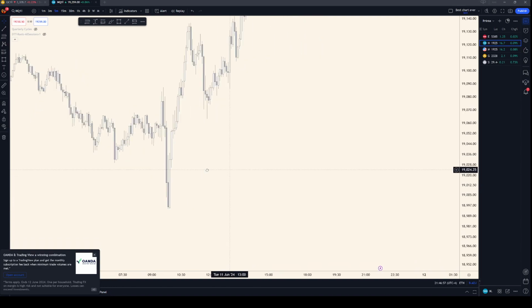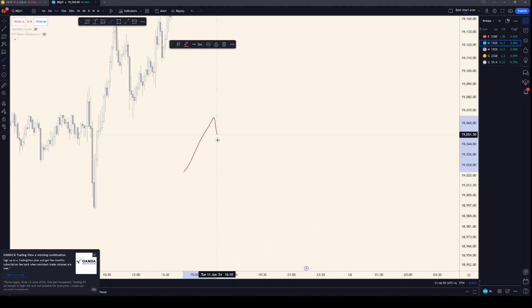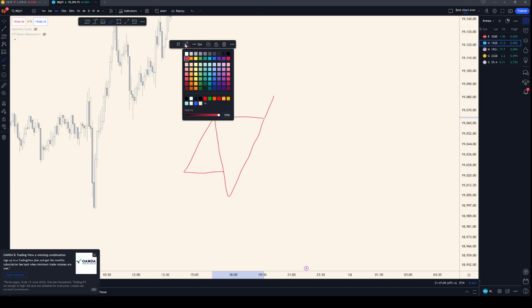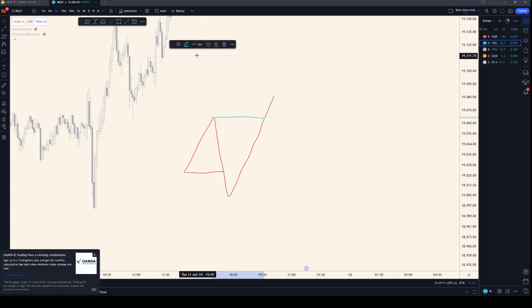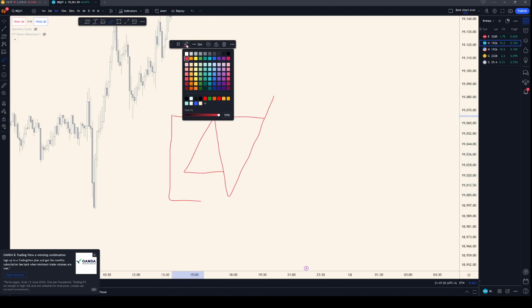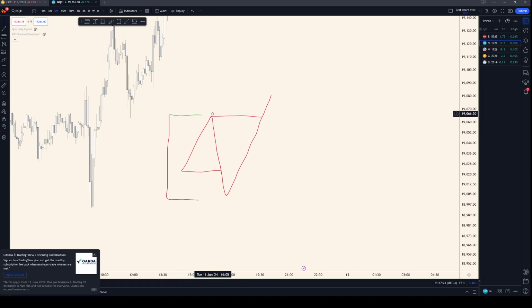The manipulative swing is essentially this drawn out. Imagine it like the beginning of a 2022 model. There's the raid, and then there's the market structure shift. What you want to measure every single time is always going to be the low and the high of right here. So you want to measure this area and this area. The way that it looks in price is like this.